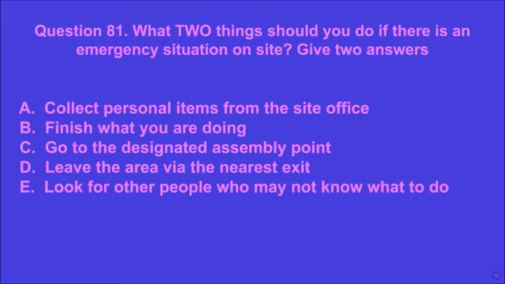Question 81. What two things should you do if there is an emergency situation on site? Give two answers. A. Collect personal items from the site office. B. Finish what you are doing. C. Go to the designated assembly point. D. Leave the area via the nearest exit. E. Look for other people who may not know what to do. Correct answer is C and D.